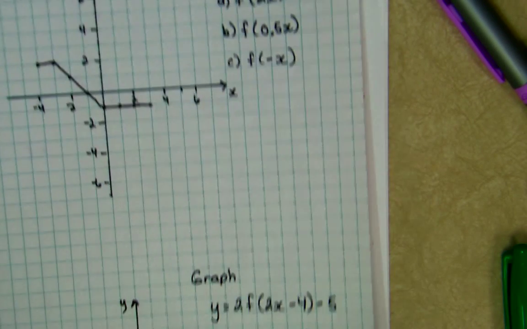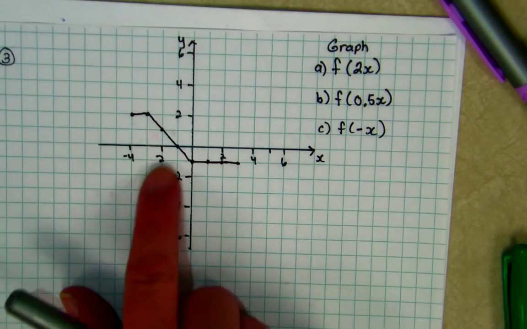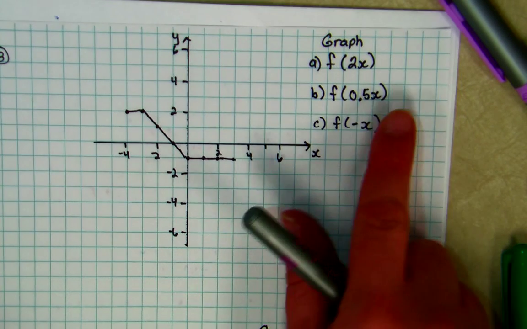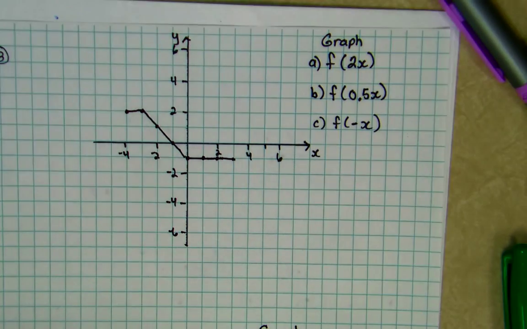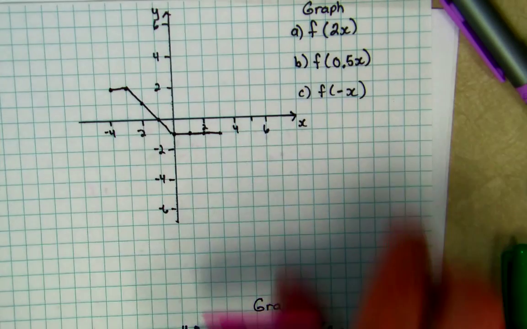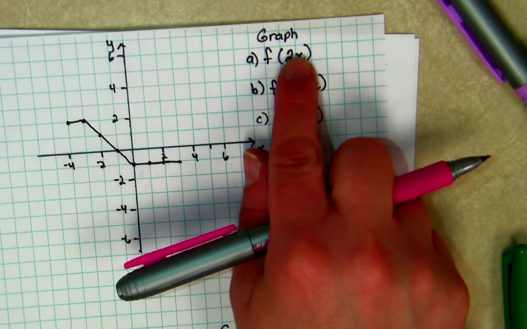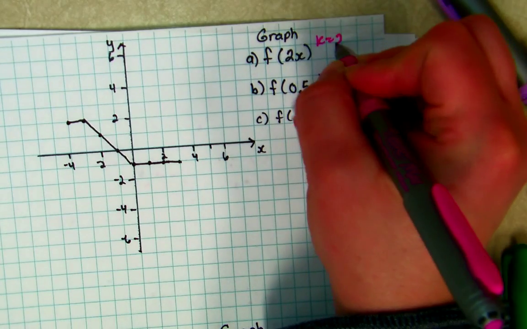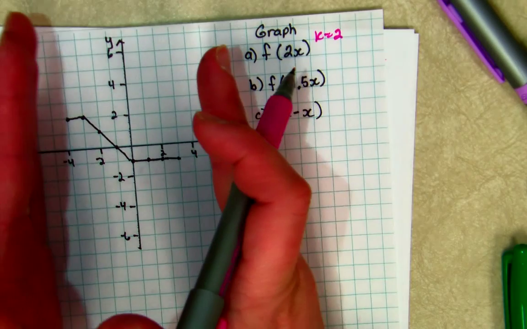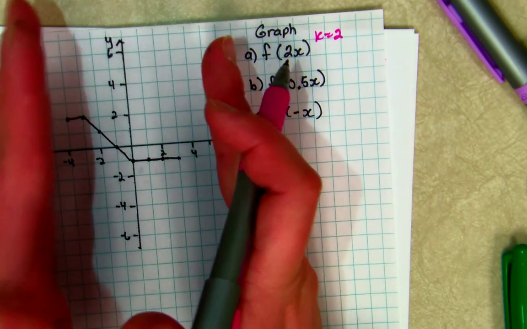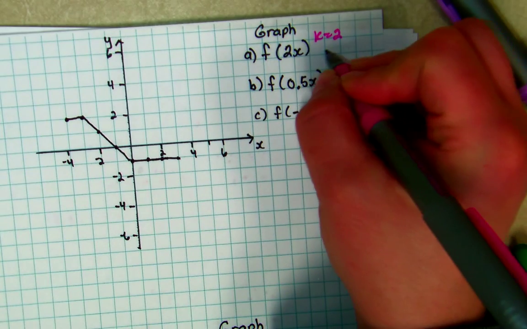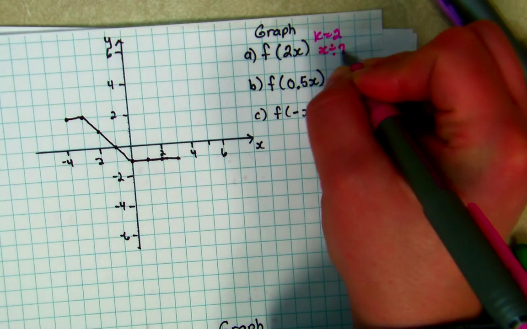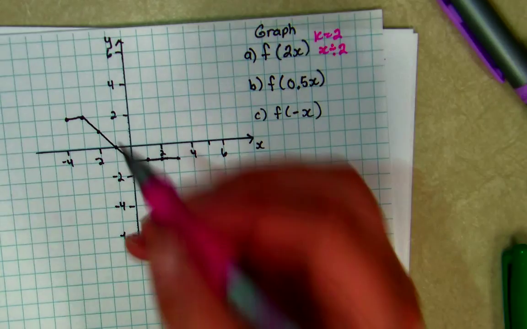So here I have another graph, and I'm going to call this one f at x, and I'm going to apply these individually. So the first one is f at 2x. So now this is multiplying my x inside. So that's k equal to 2. So k equal to 2 is actually a compression. It's going to compress the graph. And because it's opposite, I'm going to take all my x's and divide them by 2.